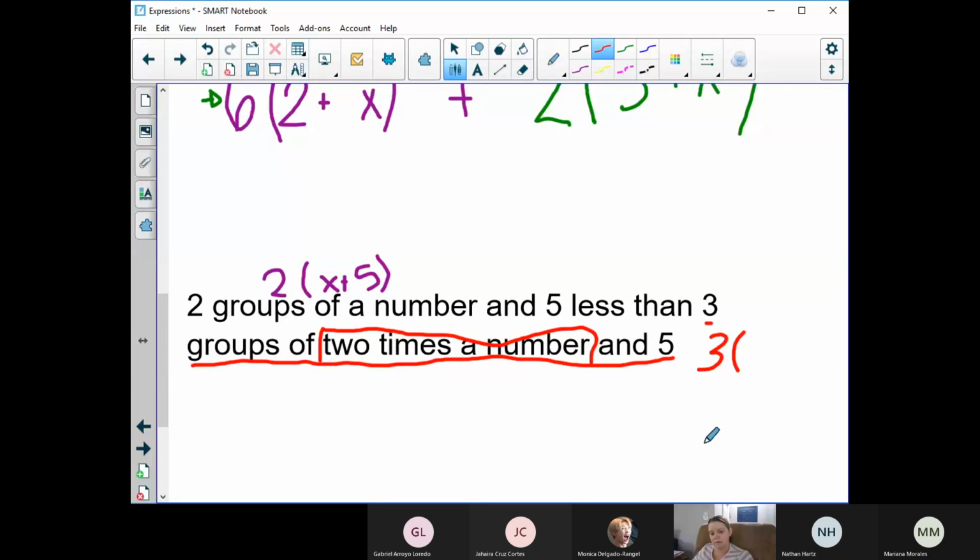Well, we know a number would be x, and I want 2 times this. So that means I have how many x's if it's 2 times a number? 2. So 2 times a number, we would say, is 2x plus 5.